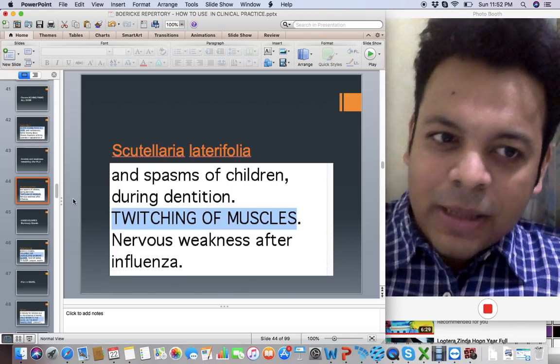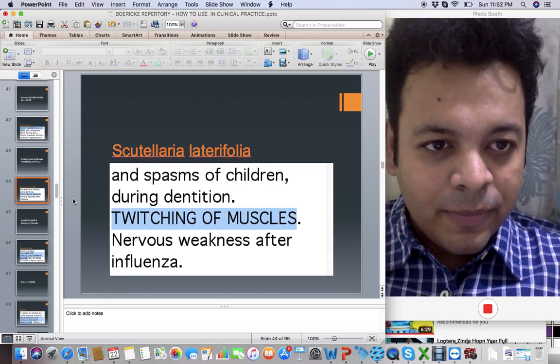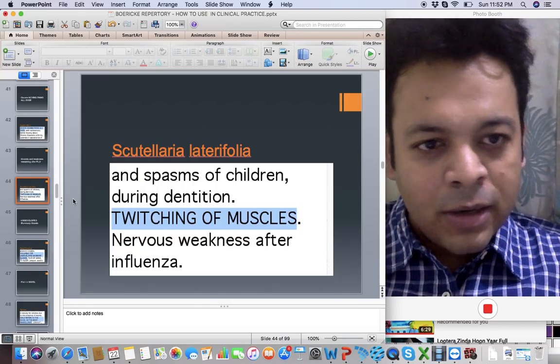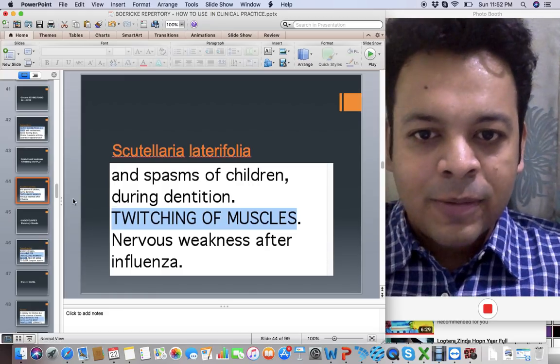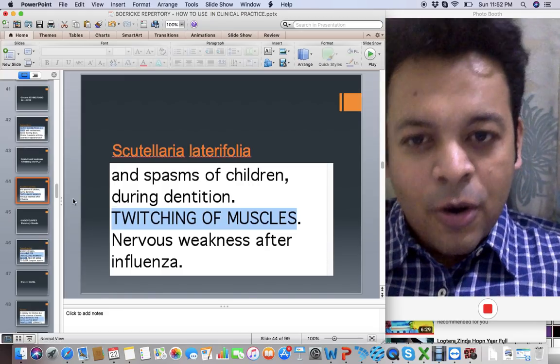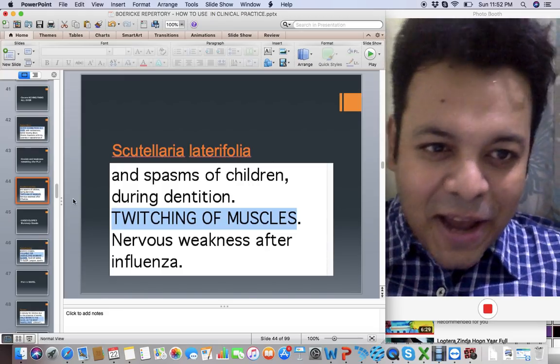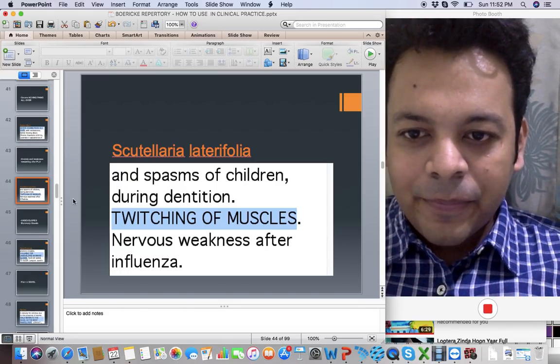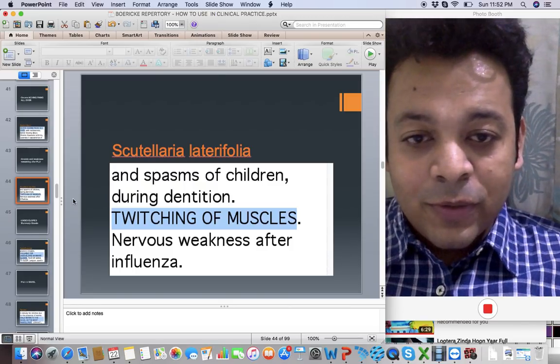You have to learn all methods. I have learned everything. I use different repertories. I learned the sensation method. I used Wijeker's method, Segal's method, mind rubrics, dreams, Boericke, specifics, Indian drugs, everything we have to learn and we have to master it. Scutellaria, nervous weakness after influenza.